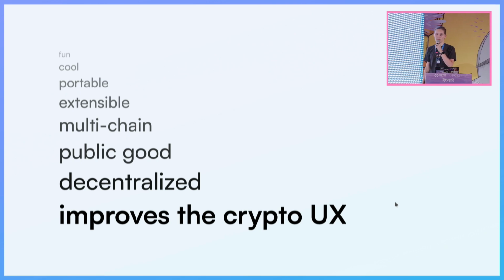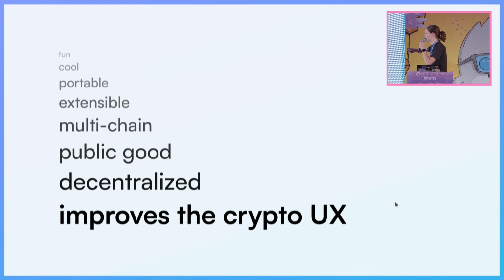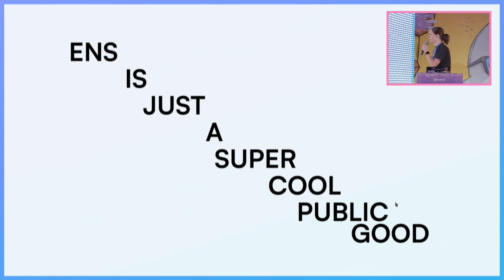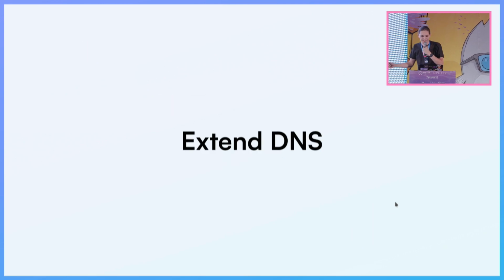There are so many steps involved. Setting up a wallet, backing up your private keys, keeping track of addresses, and much, much more. Having a name just removes that little barrier to entry for so many people. And it's also just a super cool public good. I mean, this is ENS. Like, what do you want?